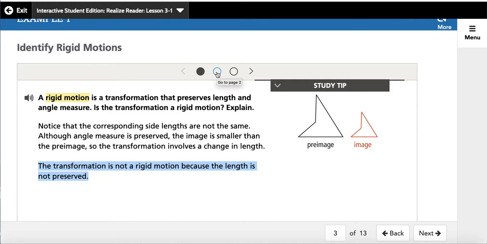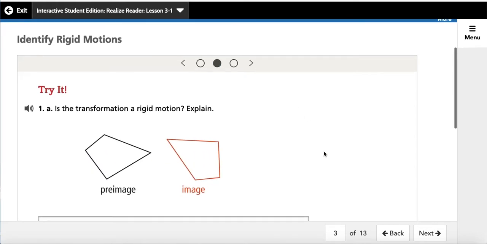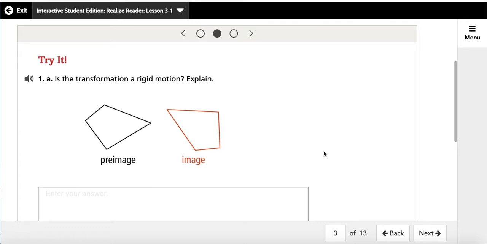Let's look at the next one. What do you think about this? Is this transformation a rigid motion? Click pause if you wish, and then come back. Looks to me like they're the same shape. Well, they're the same size and the same shape, because if you rotate this, it would be that one. You always start with the pre-image and then you go to the image, and it looks like they rotated it.